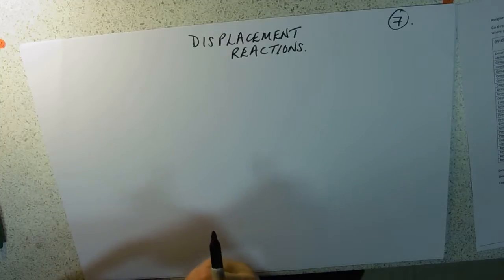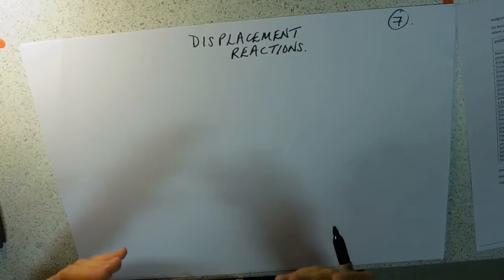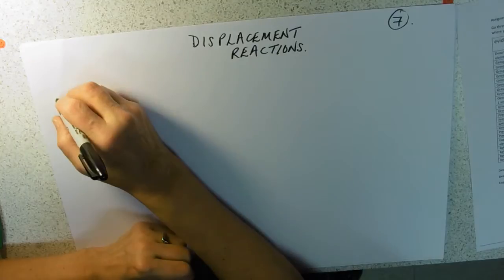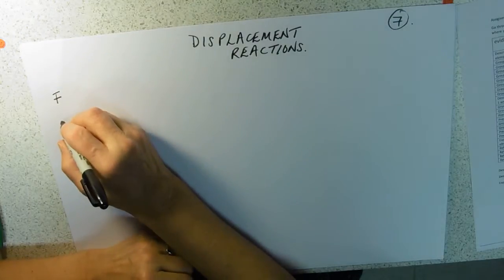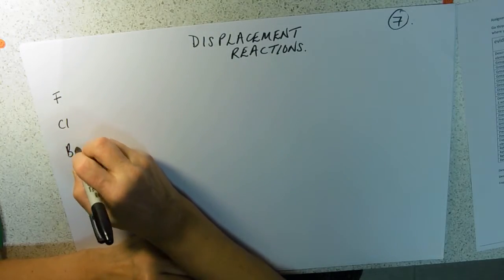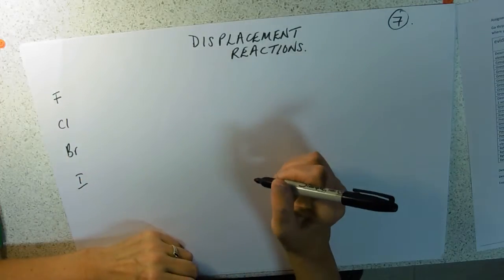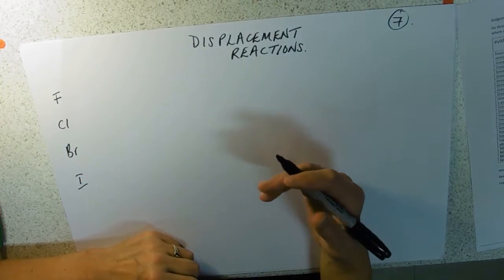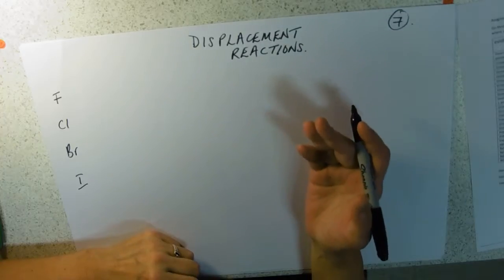And again, these reactions are pretty much all the same. So let's just do our group 7 down the side: fluorine, chlorine, bromine and iodine. By a salt I mean a metal and a non-metal.